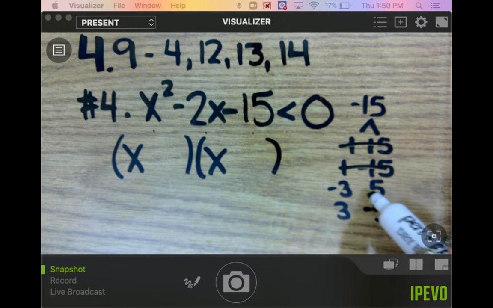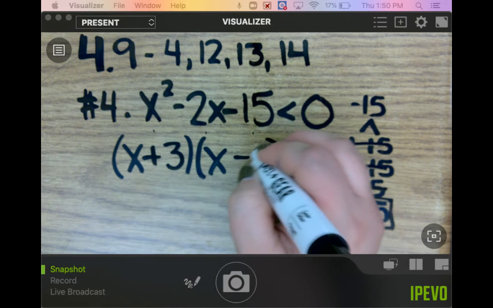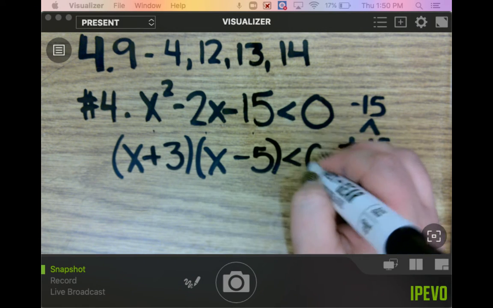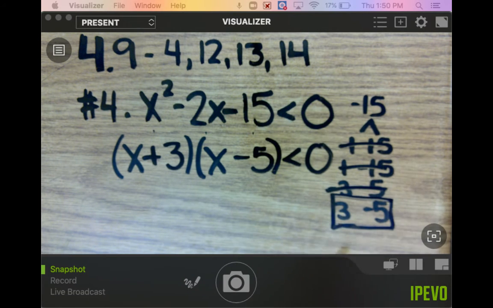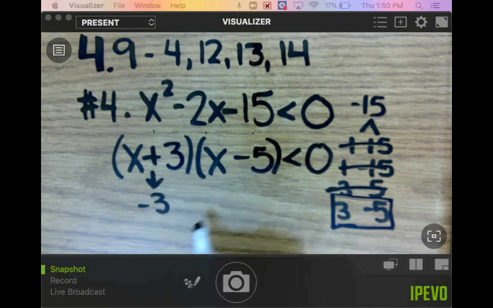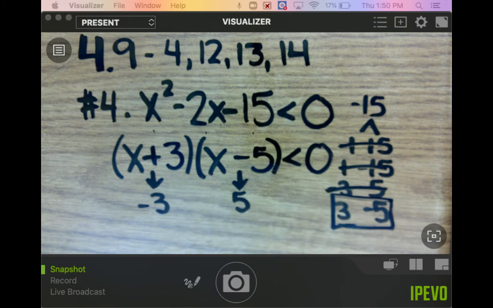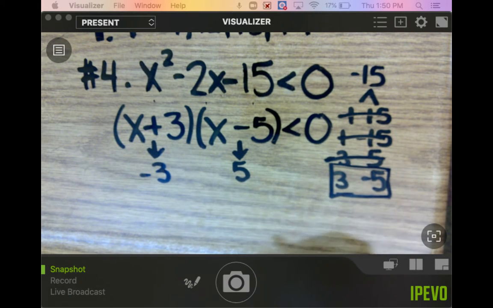This one's close, but it's 2. I actually want it to be -2. So I want the 3 to be the positive and the 5 to be the negative. Then you want to figure out what makes each parentheses 0. So for this one, that's going to be -3, because -3 plus 3 is 0. And 5 minus 5 is 0. So my two zeros that are going to go on my number line are -3 and 5.